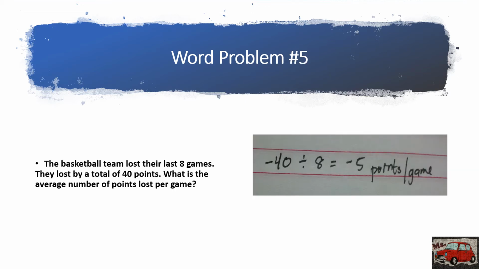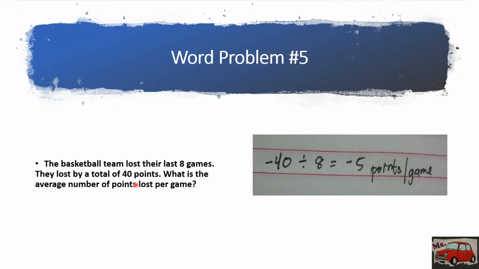The basketball team lost their last 8 games. They lost by a total of 40 points. What is the average number of points lost per game? Okay, so yung hanapin natin is yung points na natalo ng basketball team per game. Okay? They have, in total, 8 games at yung total points na natalo nila is 40 points.